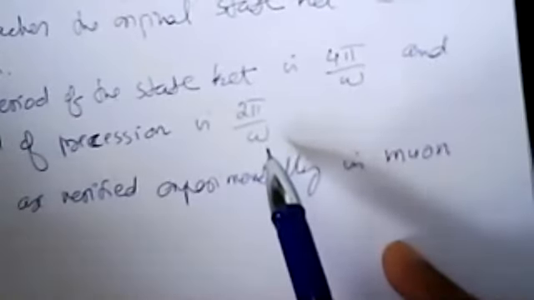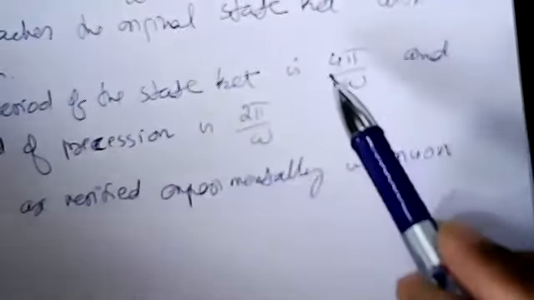When t equals 4 pi by omega, what happens? Once more a 2 pi by omega rotation, that is 4 pi by omega. This minus sign comes 2 times and it becomes plus. So the initial original state is obtained. So we can conclude that the period of the state ket is 4 pi by omega, and the period of spin precession is 2 pi by omega. So this is twice.